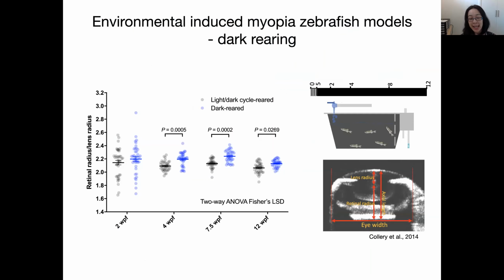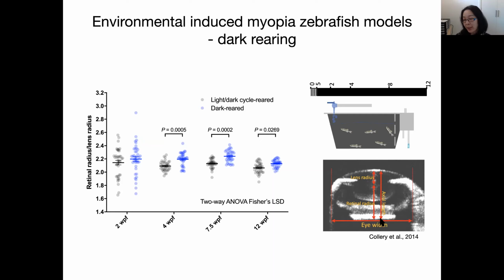So far, he's only got data for the dark rearing. And for that, he was able to show that after 4 weeks, we get significant changes between the normal in black and the dark reared in blue. Now, this he did with an OCT setup, so measuring the ocular dimensions, which is how we would usually define myopia in a human clinic.